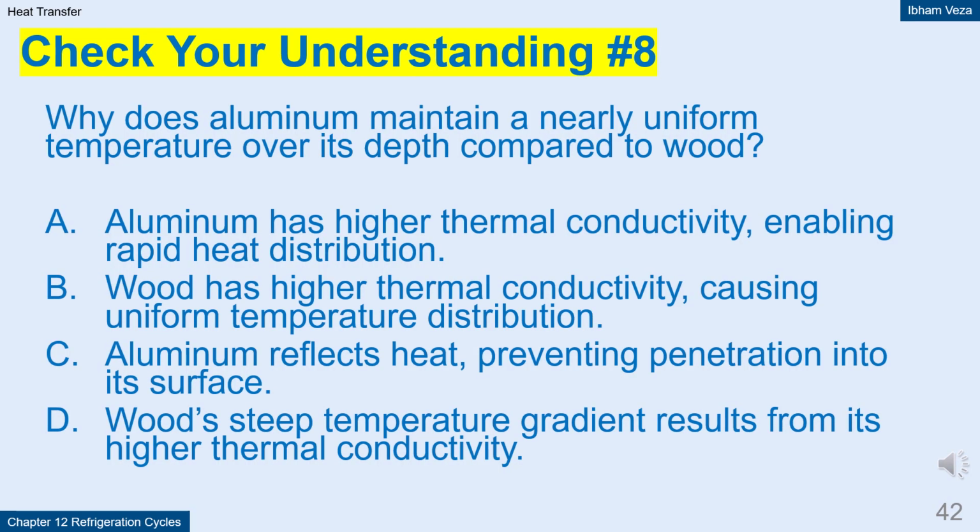The answer: A. Aluminum has higher thermal conductivity, enabling rapid heat distribution. Explanation of incorrect answers. B. Incorrect. Wood has lower thermal conductivity, leading to a steep temperature gradient near the surface, not uniform distribution. C. Incorrect. Aluminum does not reflect heat to maintain uniform temperature. It conducts heat rapidly due to its high thermal conductivity. D. Incorrect. Wood's steep temperature gradient is due to its lower thermal conductivity, not higher.